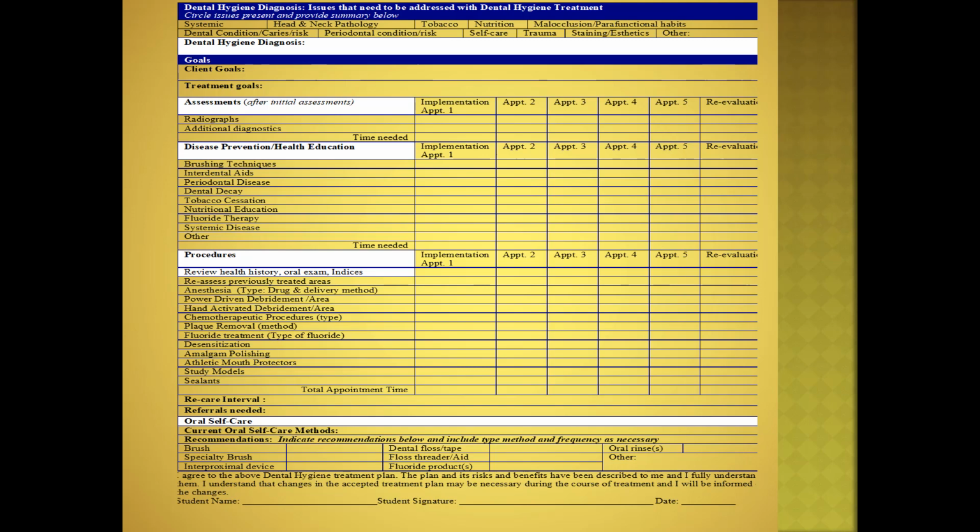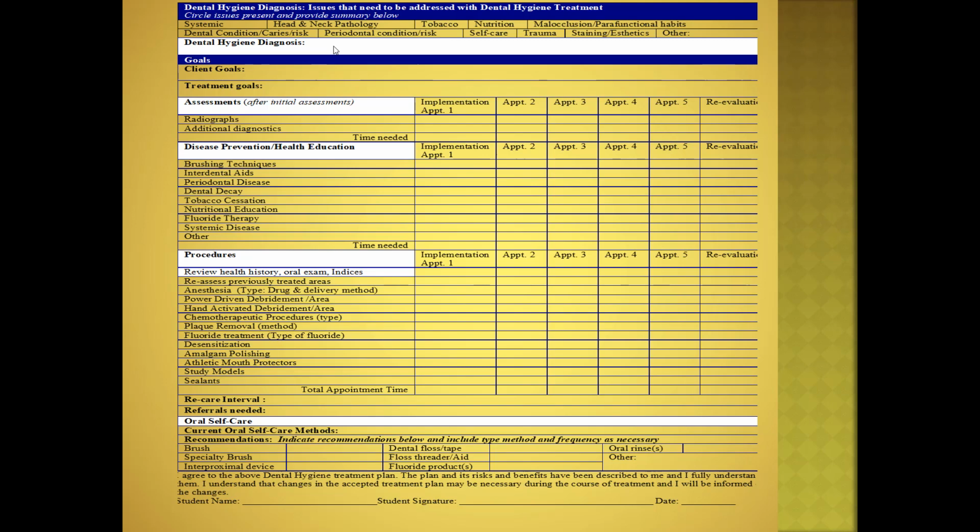And then you're going to make a dental hygiene diagnosis. So you're going to think about all the conditions that your patient presented with. Then you think about, okay, what's the most important issue that we need to address for the patient? And then you're going to, in this white box, include your dental hygiene diagnosis. So this is where you would put caries risk related to inadequate self-care, something like that. And then that should drive the rest of your treatment plan.